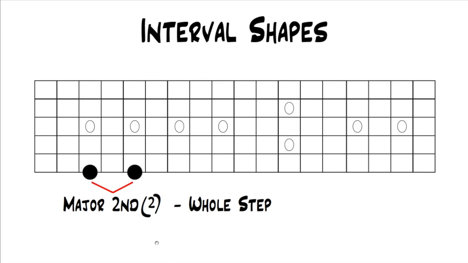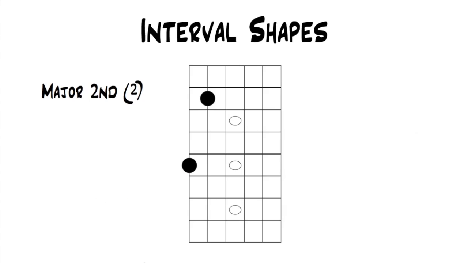The next interval was a major second, or just a 2, and that's a whole step apart on one string. But if you were playing them as two notes on two different strings, it would look like this. So that's taking the minor second, which was here, and moving it up half a step to right here. So that would be your major second shape.